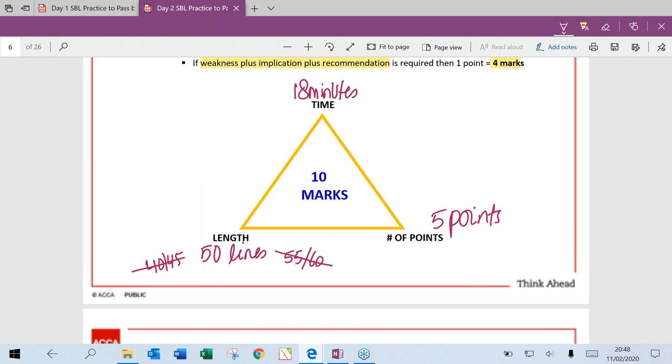All right, Umesh, thank you for that. You're very observant. 100 marks for technical? I didn't get that question. SBL is 80 marks technical, 20 marks professional, total is 100.